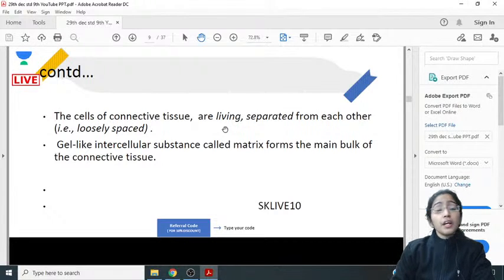Okay. Now, if I talk about the dense regular, basically the fibers have a regular orientation. Irregular means the cells and the fibers are irregularly oriented in the matrix. So based on all these characters, the naming has been done. Let's just have a check on it.